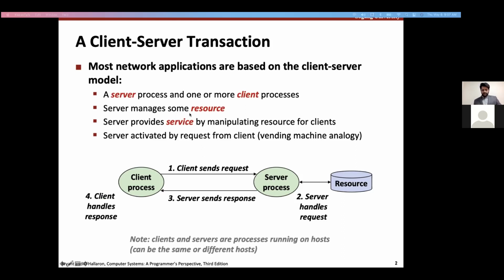And the fourth step is that the client receives the response and manipulates it. For example, after a web browser receives a page from the server, it displays it on the screen for you. So you might have come across different web applications that you have used. This is the whole logical transaction architecture that is running behind those applications. So it's client server transactions.